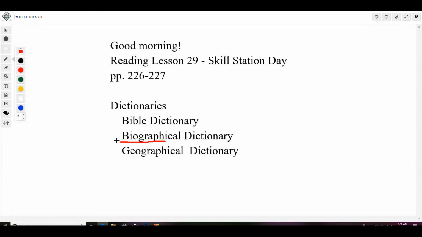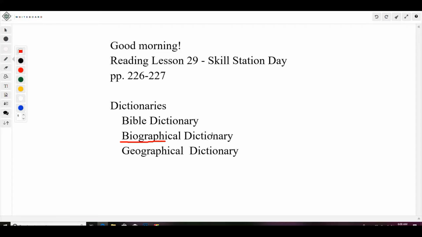So a biographical dictionary, what in the world do you think, what kind of information are you going to get from a biographical dictionary? Well, let's look at the middle of page 226. Now, do you see the guide words at the top? The first one on that page would be Lincoln. The second word on that page would be link. And then all the words in between would be in alphabetical order.